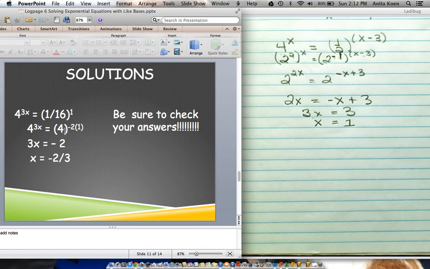Since my bases are now the same, I can set my exponents equal. 3x equals negative 2. And here, this one's pretty simple to solve. All I have to do is divide both sides by 3, and I get x equals negative 2/3. Always be sure to check your answers on these kinds of equations to make sure you haven't made a careless mistake.